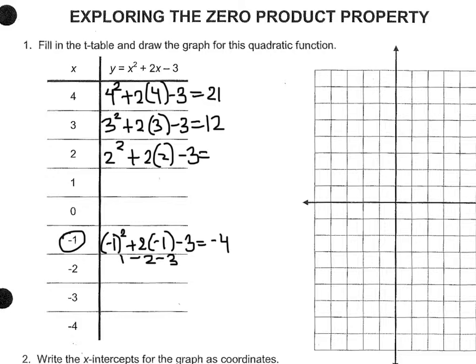4 plus 4 is 8, minus 3 is 5. That's decent. So would you finish with your partner, completing the table and then graphing the parabola? Now remember, your parabola must have a vertex and an axis of symmetry. Okay, ready, go.